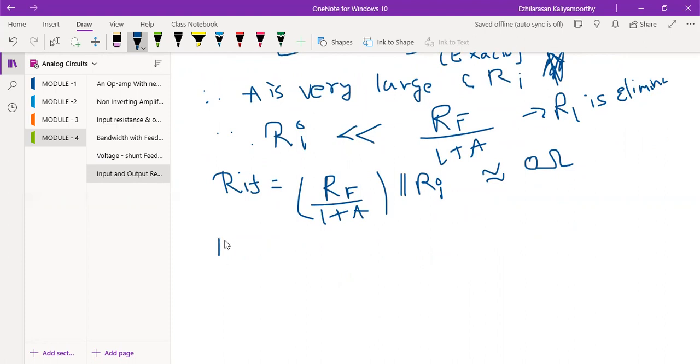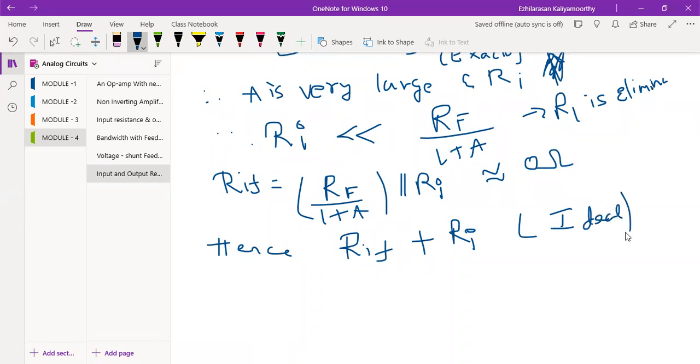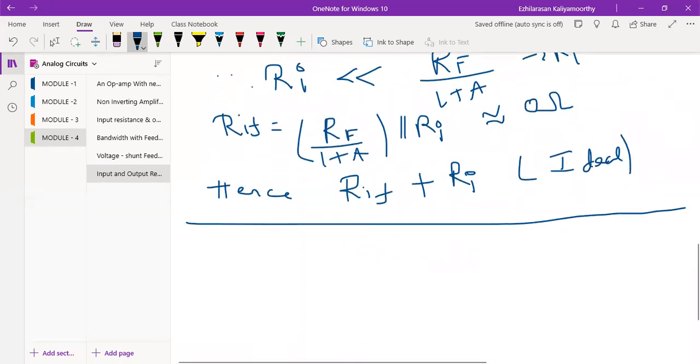Hence, I can say the input resistance will be like RIF plus Ri. This only is for your ideal case. This is nothing but your input resistance.